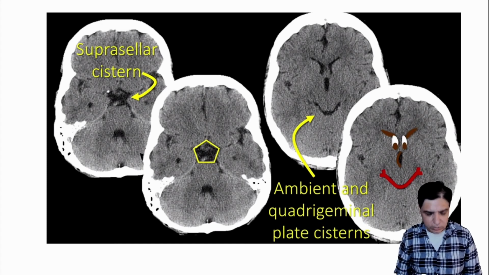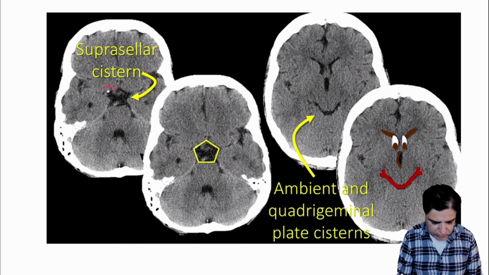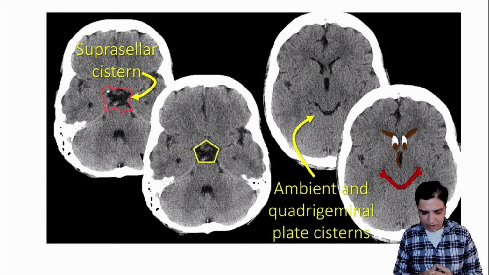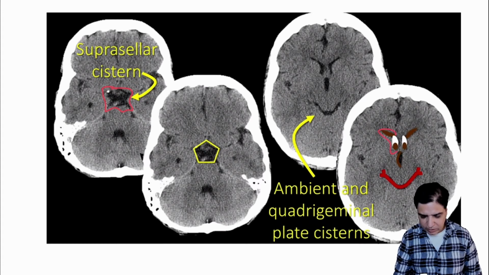Okay, going down, there are two types of cisterns that we usually look at. One are the suprasellar cisterns, which you can see in this image over here, which appear in the form of a star or a pentagon. And the other one are the quadrigeminal plate cisterns, which basically appear in the form of an evil smiley. If you look at this image, where I've probably overdrawn, you can see that these are probably the eyes, because these are the inferior parts of the anterior horns, and then you can see here the evil smiley.